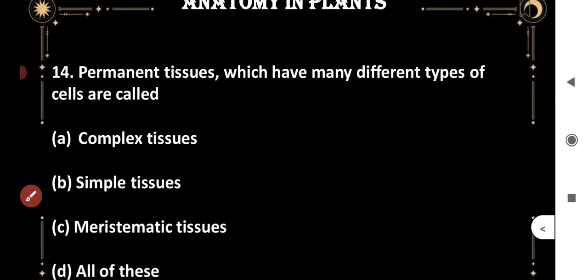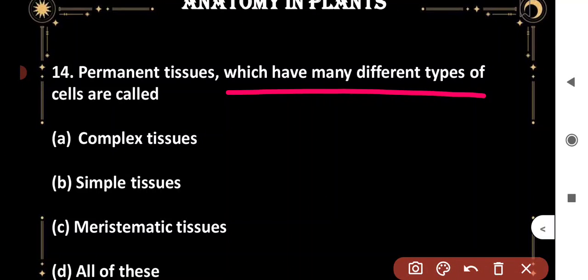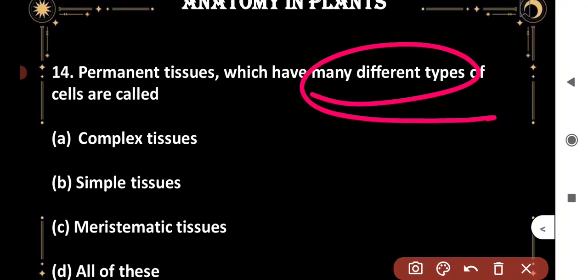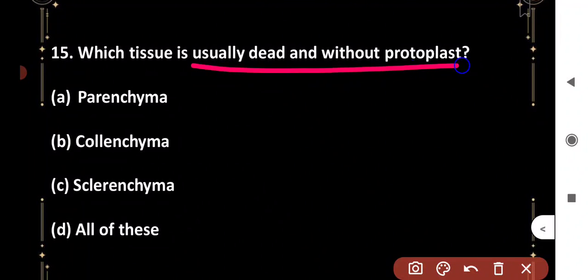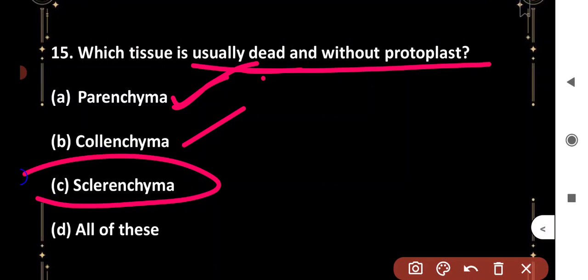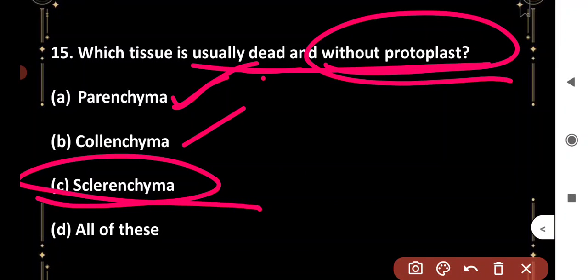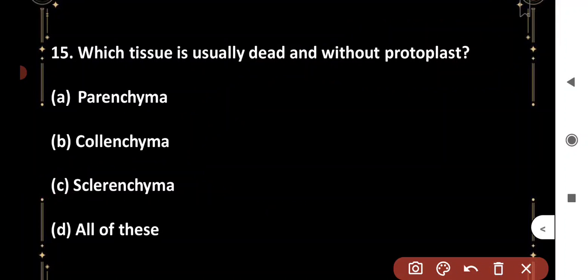Permanent tissues which have many different types of cells are called complex tissues. If they have similar structure and function, they are called simple tissues. But here there are different types, so they are complex tissues. Next question: which of the following is usually dead and without protoplast? Parenchyma is living, even at maturity. Collenchyma is also living, but sclerenchyma is dead at maturity and without protoplast. So option C is correct.